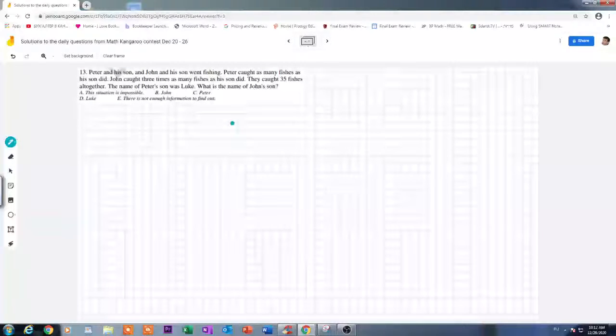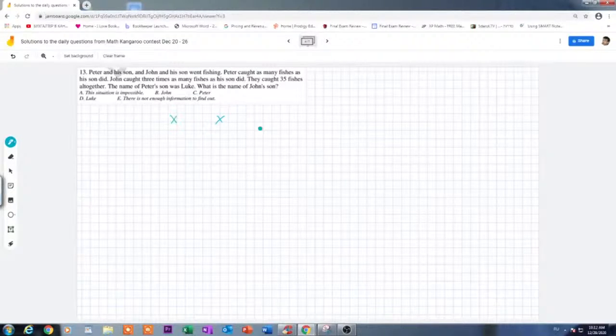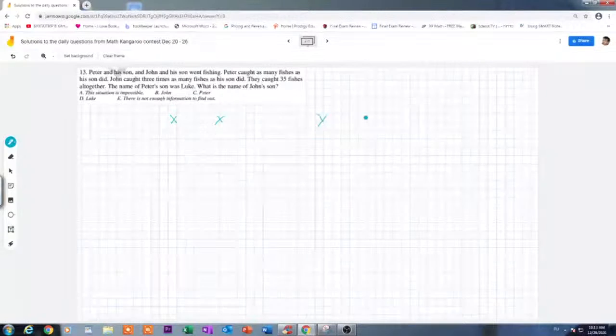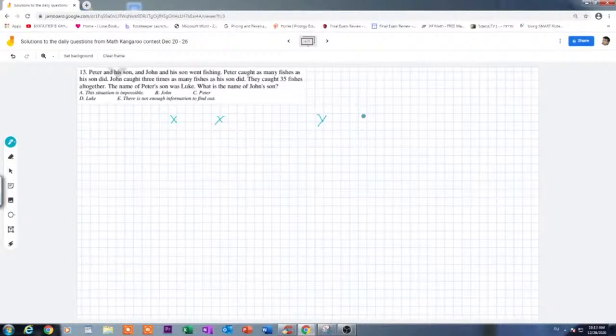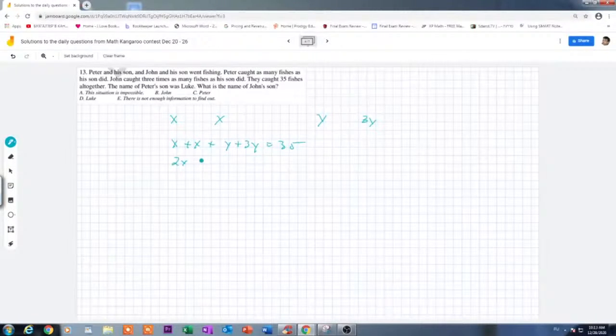Okay, so let's assume that Peter and Luke caught X number of fishes, right? And John's son caught Y, and John caught 3 times as many, right? So we assume that there are 4 people there, right? So altogether they caught X plus X plus Y plus 3Y, 35. We have 2X plus 4Y equals 35.